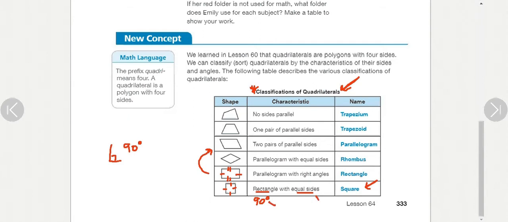In this case, parallelograms have those right angles, called rectangle, but the sides don't all have to be the same. So all squares are rectangles, but not all rectangles are squares. All it takes is right angles.